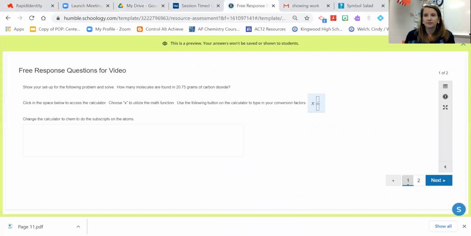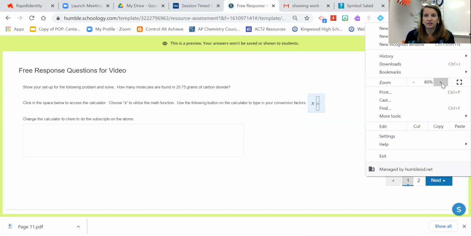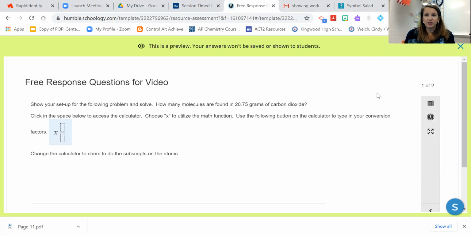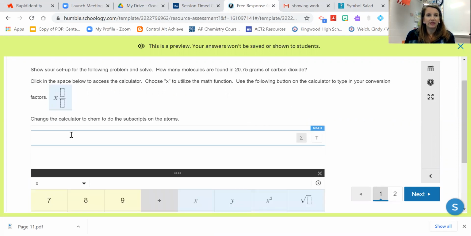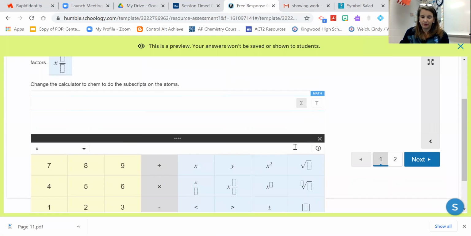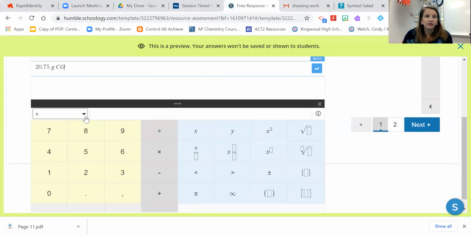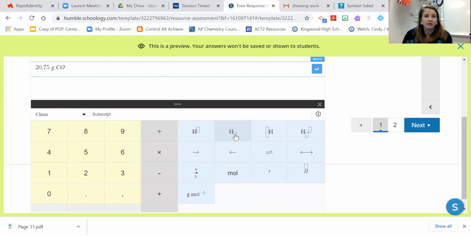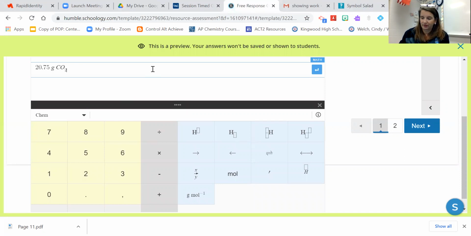Okay, so it says, let me make this a little bigger for you guys so it's easier to see. Okay. So it says, show your setup for the following problem and solve: how many molecules are found in 20.75 grams of carbon dioxide. So you click in this space and it pulls up your calculator here. So we have 20.75 grams of CO, and then you can click your calculator, this little arrow here, and switch to a chem calculator so you can get a subscript too. Just click the right button to get out of the subscripts.